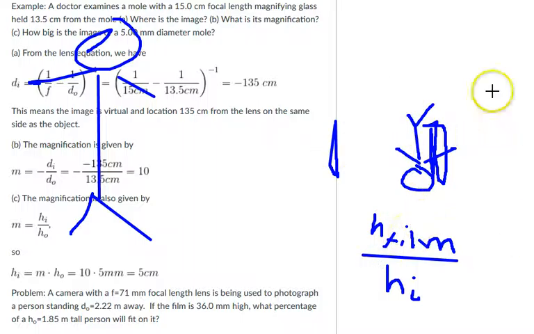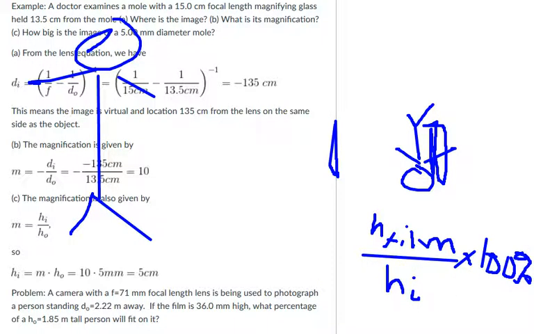Now, you're going to get a negative sign for the height of the image if you carry your signs through all correctly. That's fine. We're going to ignore that. We're just going to treat it all as positive at the very end here to get the fraction. And of course, you have to multiply by 100% to get the percent.